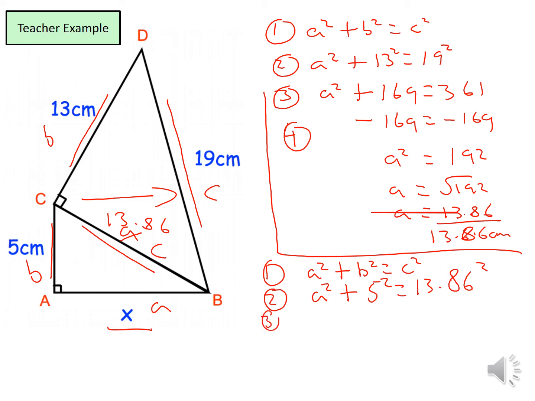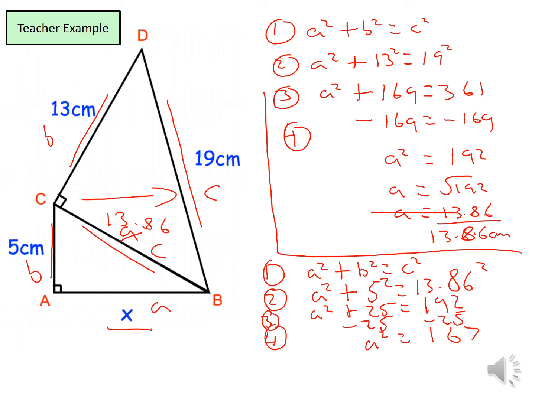Step 3, let's carry out our calculations. So a squared plus 5 squared equals 25, and 13.86 squared, let's find out what that is. And that gives us 192 to the nearest whole number. The next step is we will subtract 25 from both sides, and if I do that, I end up with a squared equaling 192, take away 25, which gives me 167.